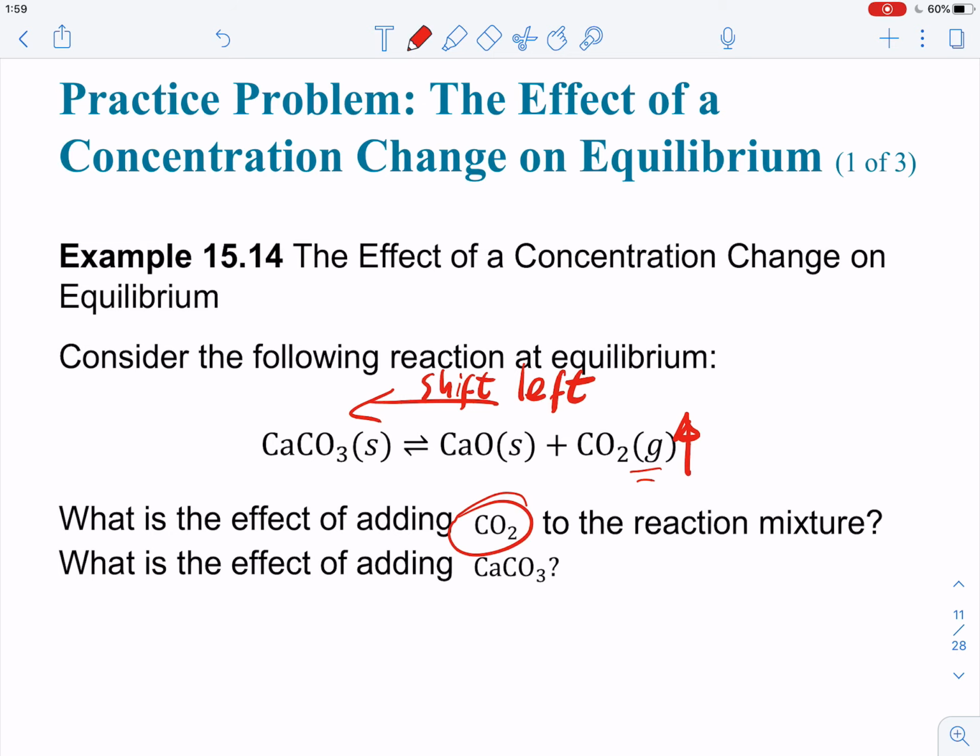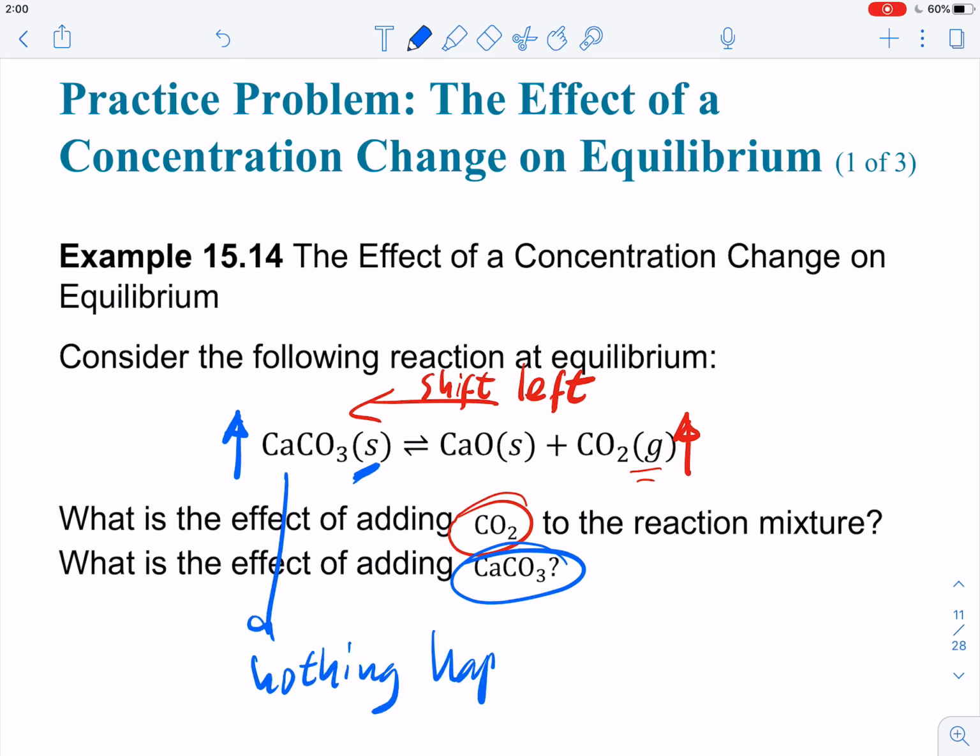Now, the second one is asking you, what if you increase the amount of CaCO3? CaCO3, calcium carbonate, is a solid. So if you increase this, then nothing happens because it's a solid. Pure solids and pure liquids have no impact on the equilibrium position. If you remove or add, nothing is going to happen.